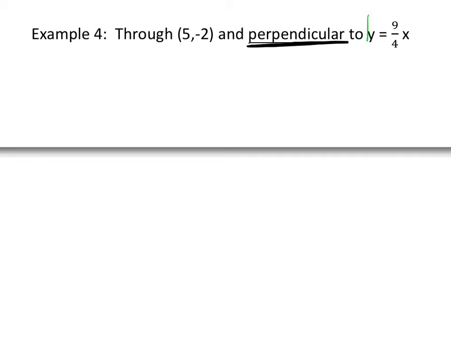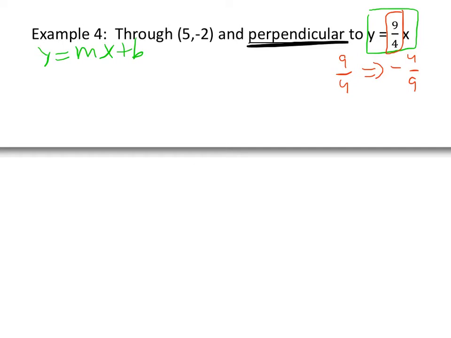So here's the line that our line is perpendicular to. Now if you look at its slope, we cannot use 9/4. If we use 9/4, that would be a line parallel to it. But perpendicular means we have to take the opposite sign, in this case negative, and we have to do the reciprocal. So this is the slope that we'll use.